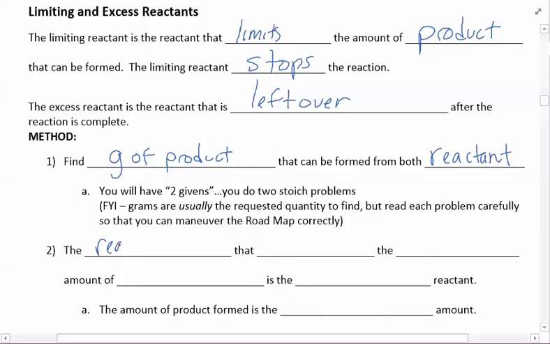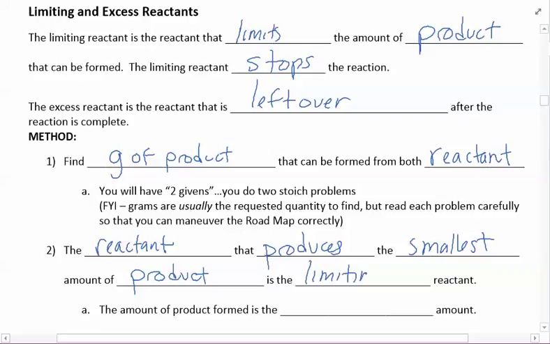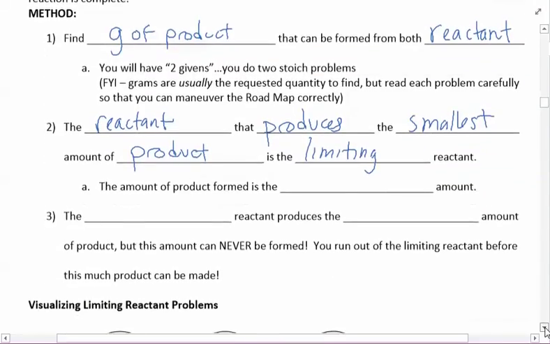The reactant that produces the smallest amount of product is the limiting reactant. Sometimes you will also hear this referred to as limiting reagent. Reagent is another way to talk about a reactant. Sometimes we say we have chemical reagents. They're just synonyms. Don't let the vocabulary get you stuck.